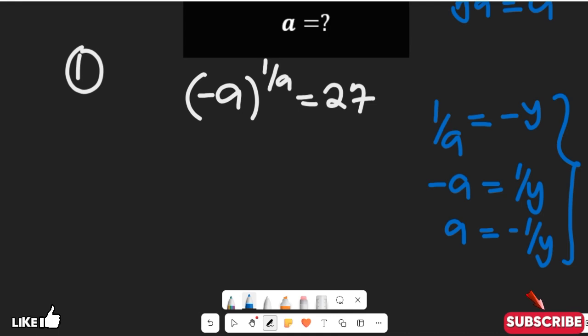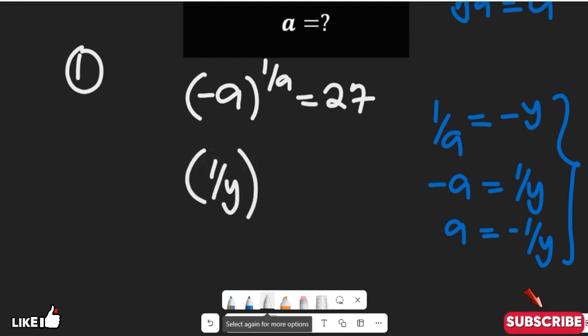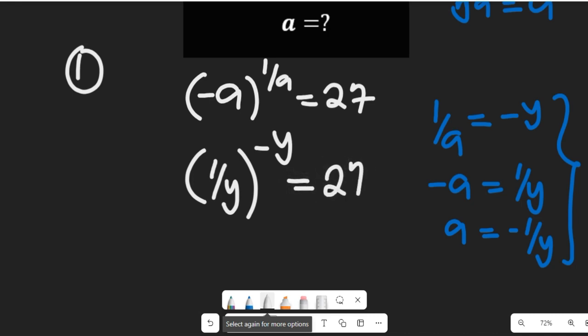So any of these can actually be right for that expression. So if I have that expression, my negative a can now give me 1 divided by y, right? So I'll have this expression to give me 1 divided by y all to the power of 1 divided by a, which will now give me a negative y, and this is equal to 27. So I can simplify that.